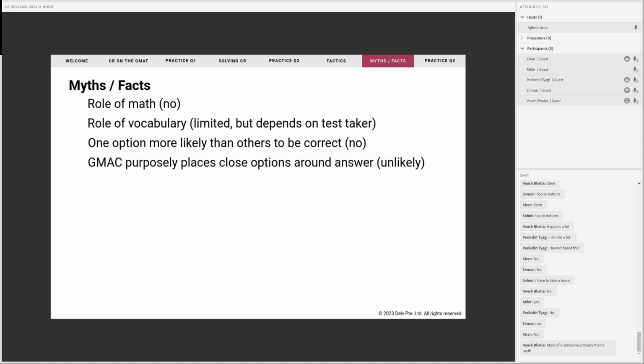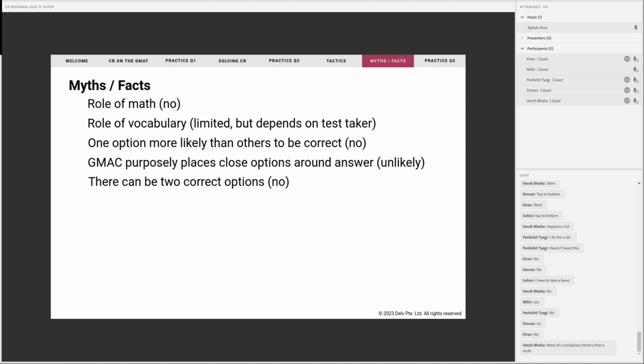It's more of a conspiracy theory than a myth. Some people think the GMAC is purposely, deliberately trying to put very close options next to the correct answer. It's not true. What most likely happens is the GMAC randomizes the answer key. So that's what is actually probably happening. So as Vansh said, we should probably call this one a conspiracy theory than a myth.